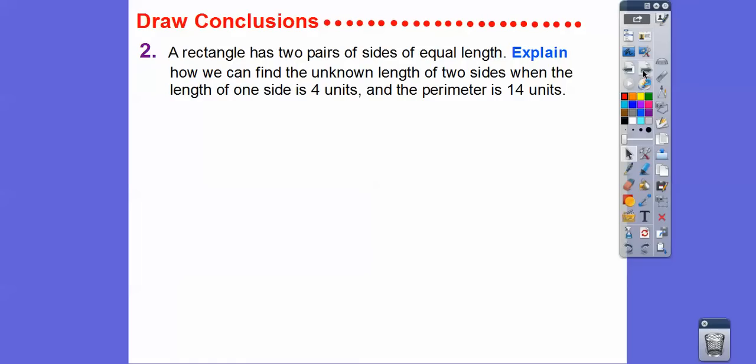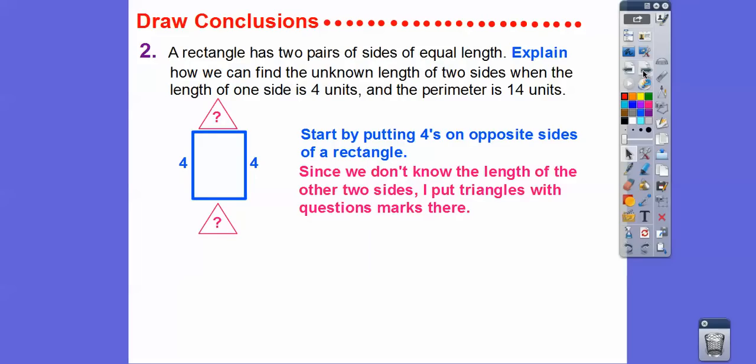A rectangle has 2 pairs of sides of equal length. So explain how we can find the unknown length of 2 sides when the length of one side is 4 units and we know the perimeter is 14. What I started doing, you guys, is I just made a rectangle. Whenever they say you have a rectangle, draw a rectangle. I tell my students, I can't help you unless you draw the rectangle and label stuff. They told us two of the sides are 4, so there's my 4. Since we don't know these sides, I just put triangles on each side. I don't know what they are. You can put squares.